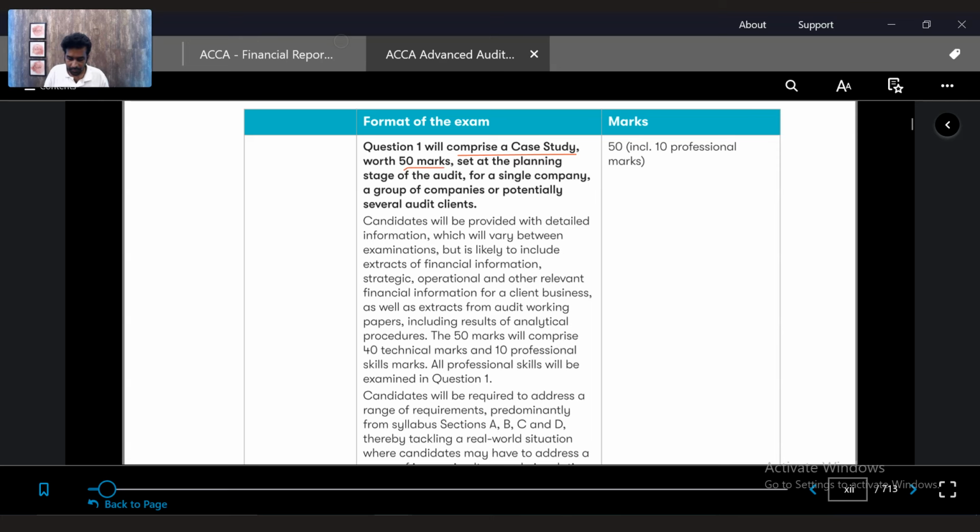And this primarily focuses on the planning stage of the audit. It could be for a single entity, or it could be for a group of entities. Or it could also be for several audit clients, where multiple audit clients are included, but primarily it will be part of the planning stage of the audit. So what items does the planning stage of the audit include?